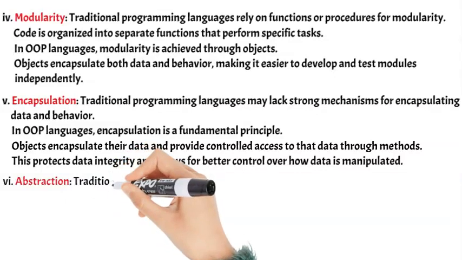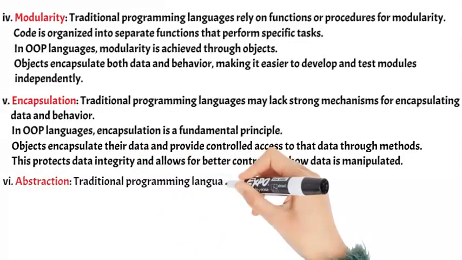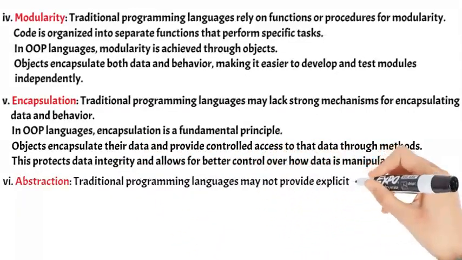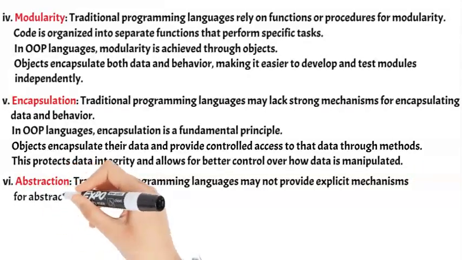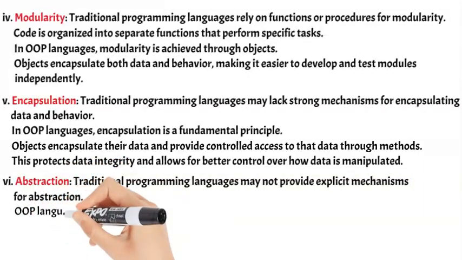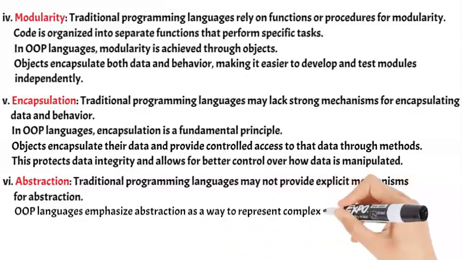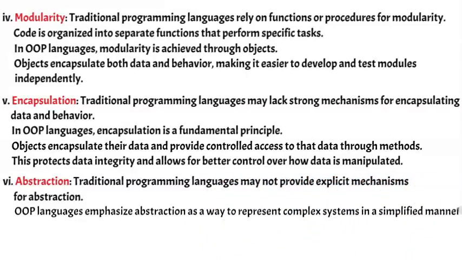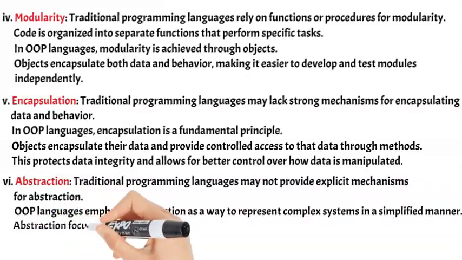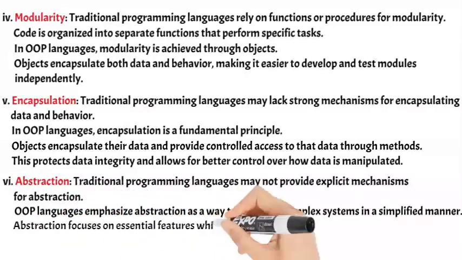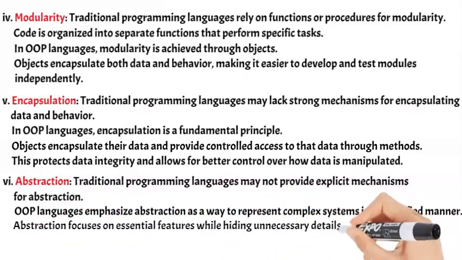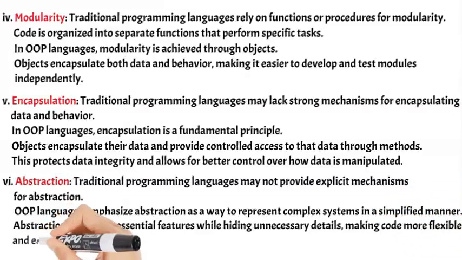6. Abstraction. Traditional programming languages may not provide explicit mechanisms for abstraction. But OOP languages emphasize abstraction as a way to represent complex systems in a simplified manner. Abstraction focuses on essential features while hiding unnecessary details, making code more flexible and easier to understand.